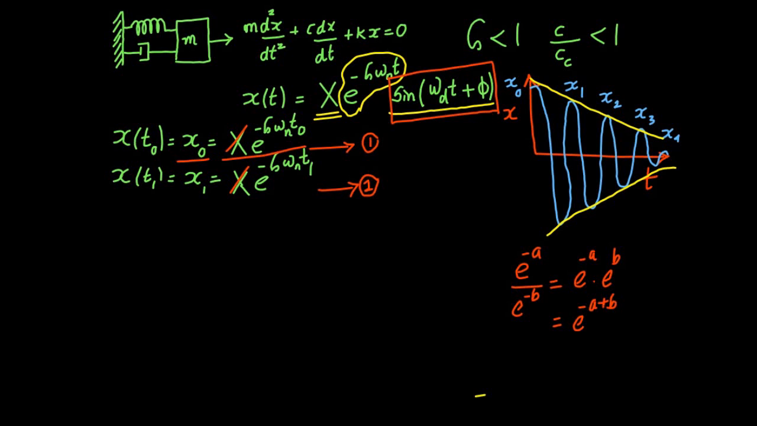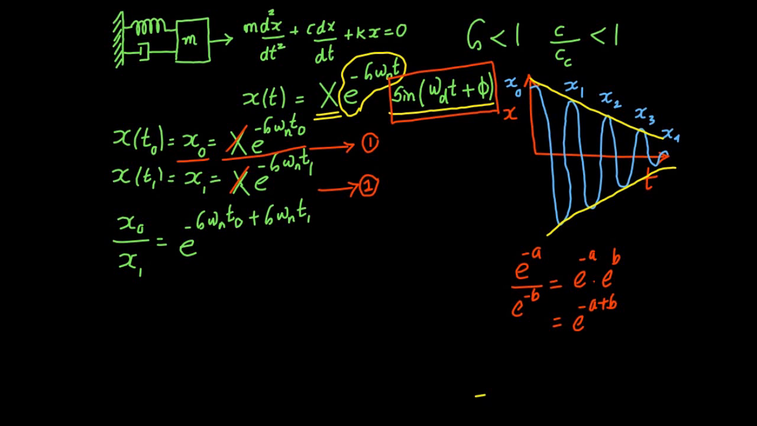That's right. I'm going to pull exactly the same technique here. If you pull exactly the same technique, you are going to get x0 divided by x1, and that will be equal to e raised to the power minus a. What is in place of a? Minus zeta omega n t naught. So I'm going to write minus zeta omega n into t naught plus zeta omega n into t1. Am I correct? I think that's right.